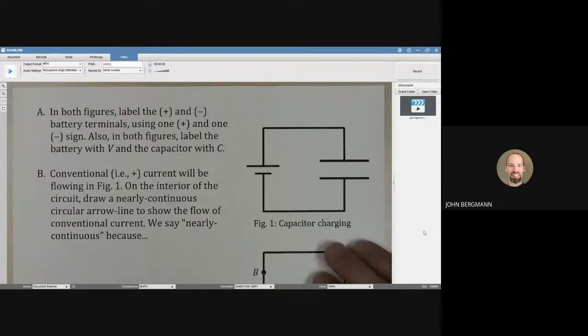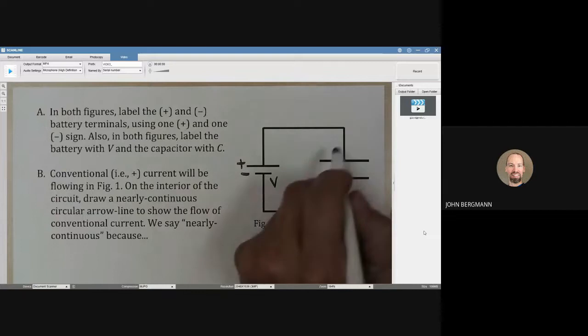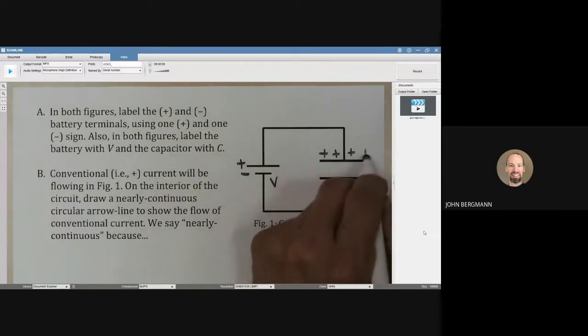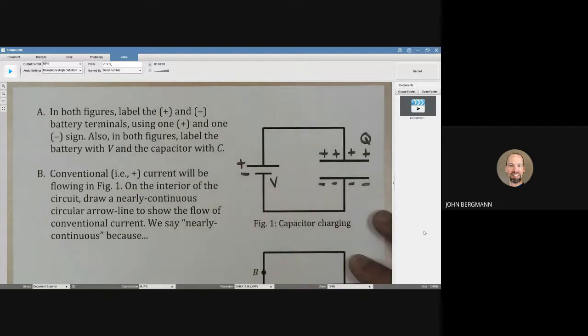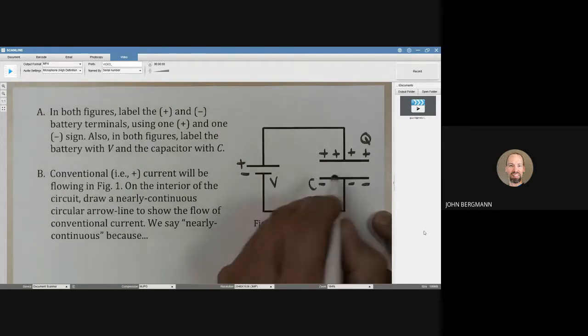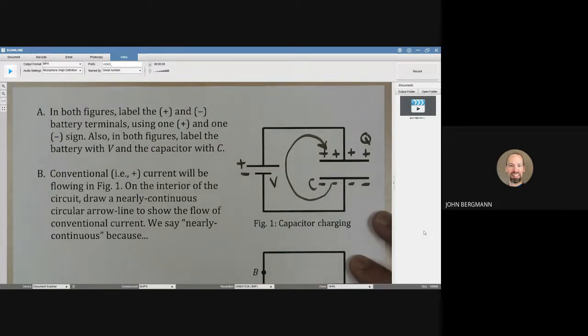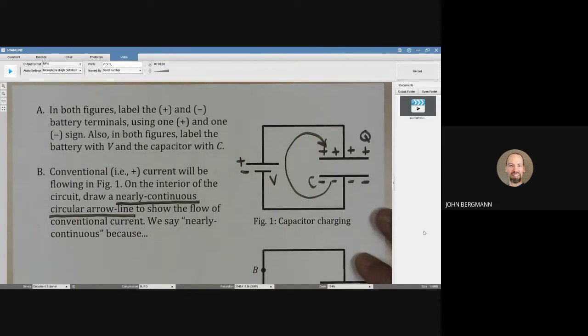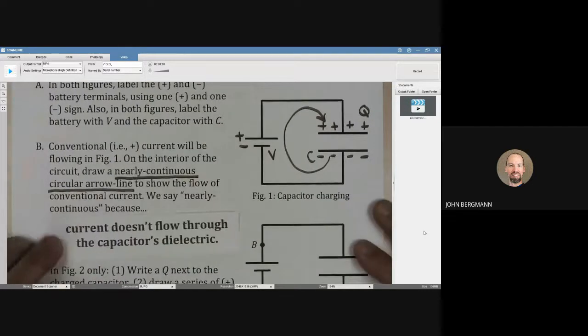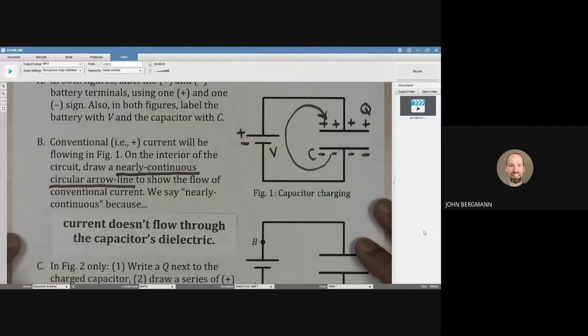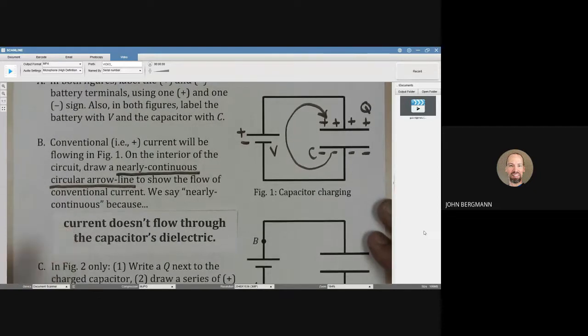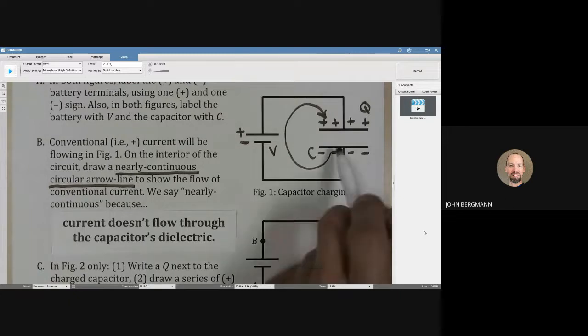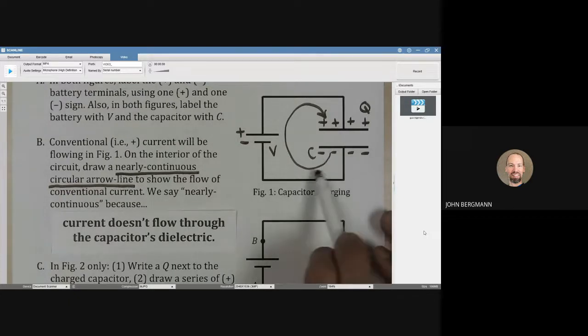Here we're going to have a battery, and what's going to happen is we're going to get some charge that accumulates, equal and opposite charges on each plate. There's our capacitor right there. And we've got charge flowing that way. Now, we drew this as a nearly continuous arrow. It's nearly continuous because the current can't flow through the insulator. It can't flow through the dielectric. When we're charging a capacitor, no charge flows through the capacitor. So that's why we didn't complete this circle. It only goes part way around like that.